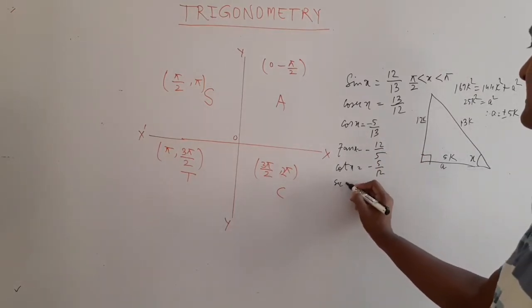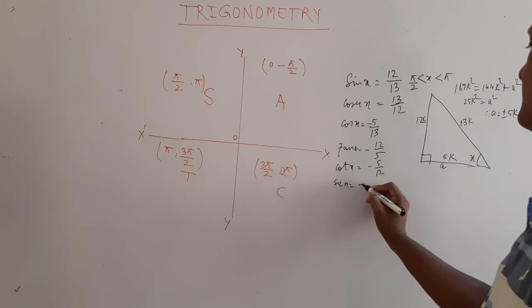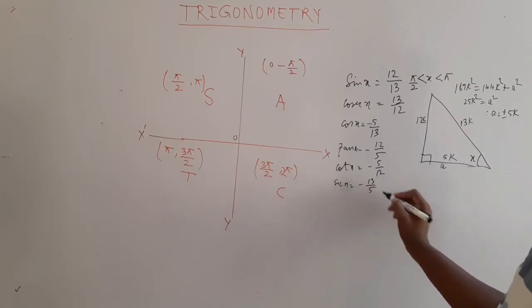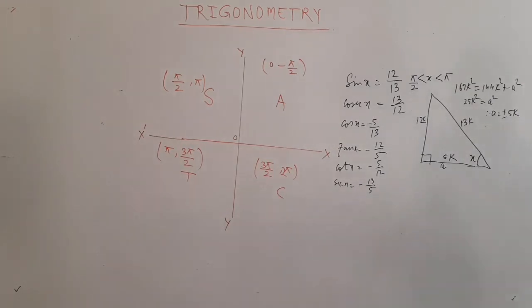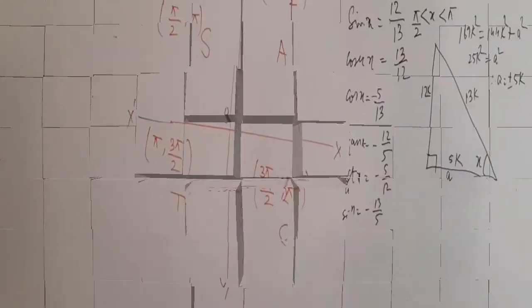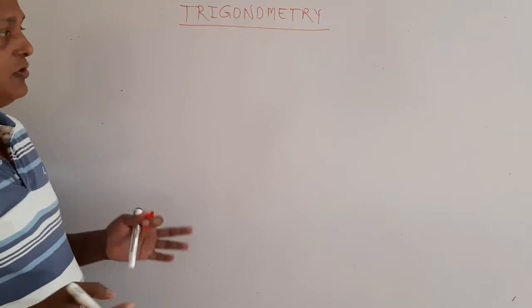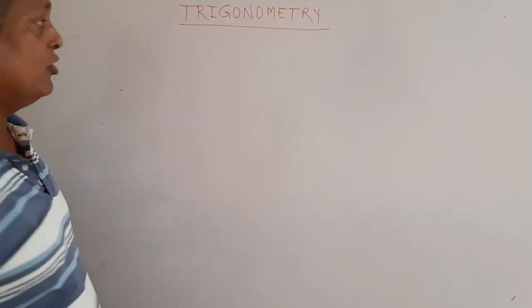Sec x is minus 13 over 5. This is it. Now these t ratios also have certain relations. For that, let me clear this screen, and then I'll explain what kind of relation directly exists between all t ratios. So now I'm just trying to establish what kind of relation exists directly between all t ratios.